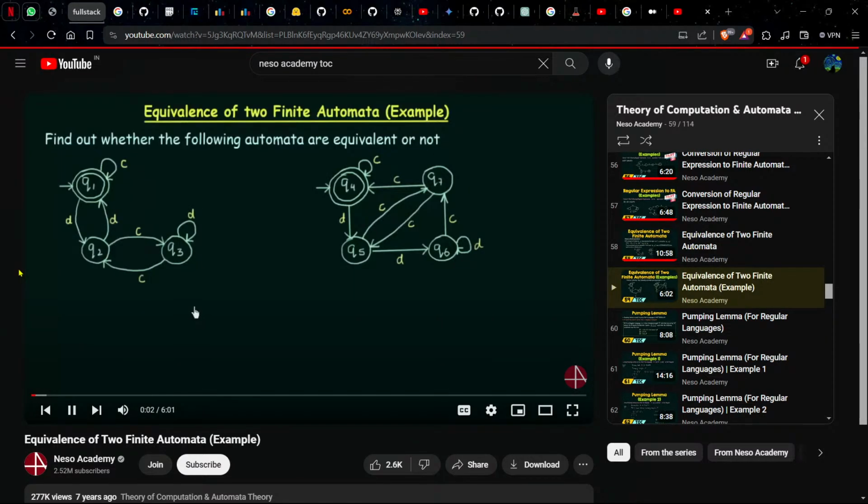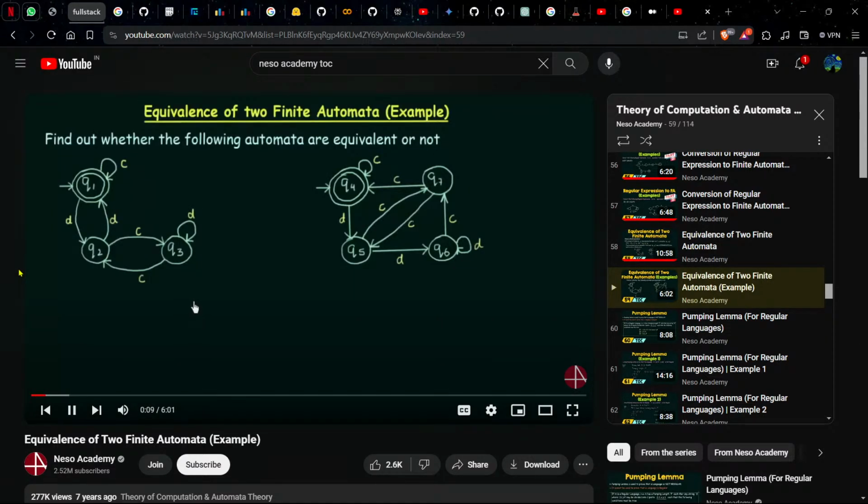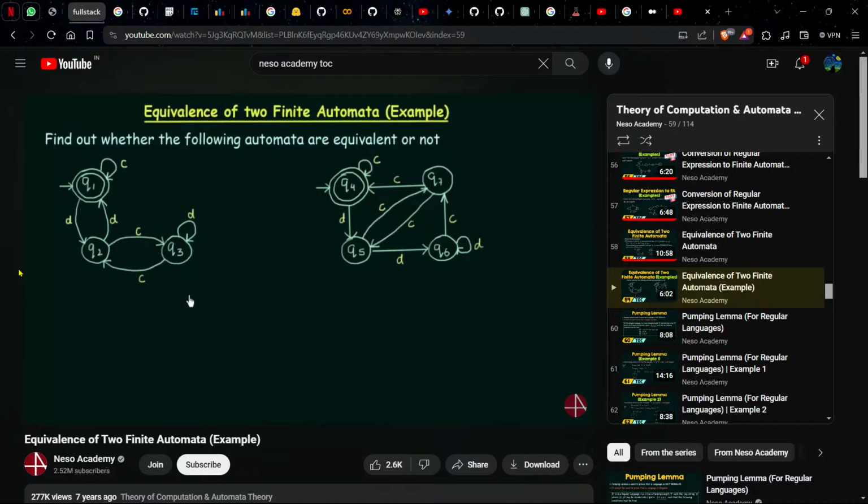In the last lecture, we studied the equivalence of two finite automata. We studied how to find out whether two given automata are equivalent or not. So in this lecture, we will see one more example in which we will try to find out whether two given automata are equivalent or not. If you have not watched the previous video, I suggest that you watch it first, where I have explained the steps that you have to follow for the procedure in detail.